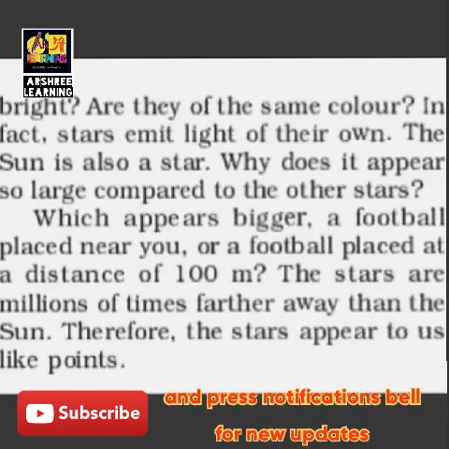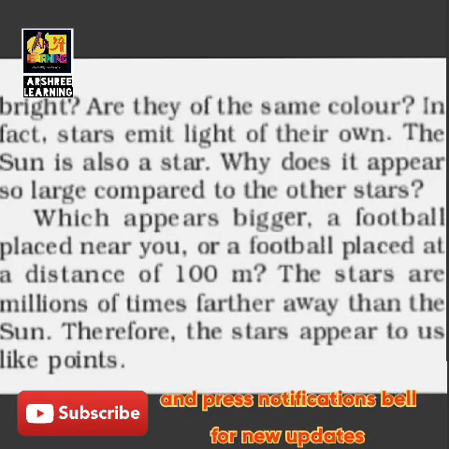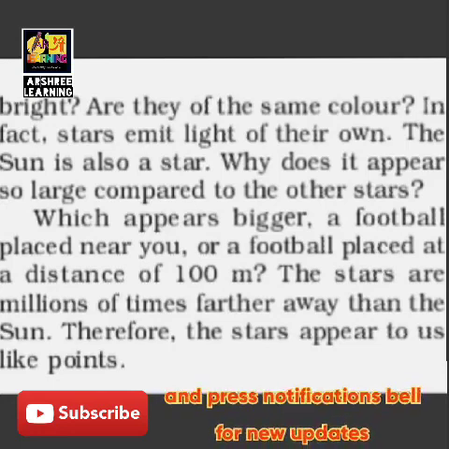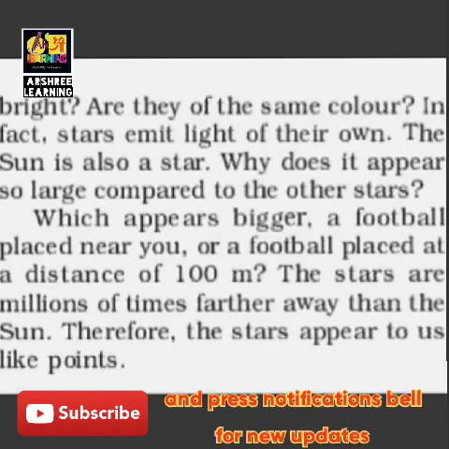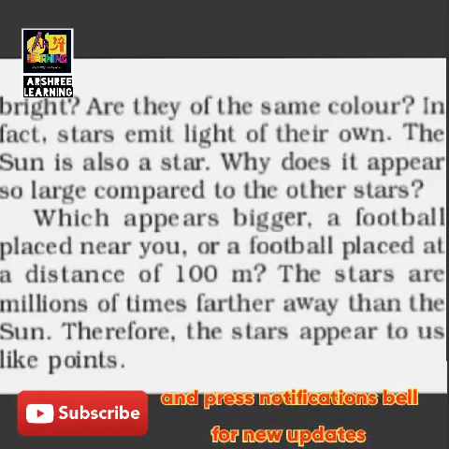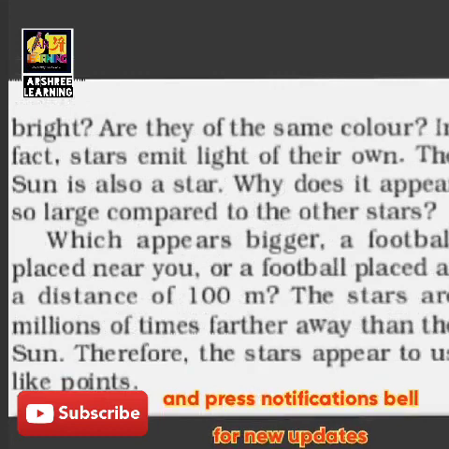The stars which emit light, due to the different amount of light given out by the stars, appear in different colors. The sun is also a star, so why does the sun appear so large compared to other stars? The answer is, it is closer to us. Which appears bigger, a football near you or a planet? The football will appear bigger because it is near you, and therefore all the stars which are closer to you appear bigger, and the far ones appear smaller compared to any object which is near.